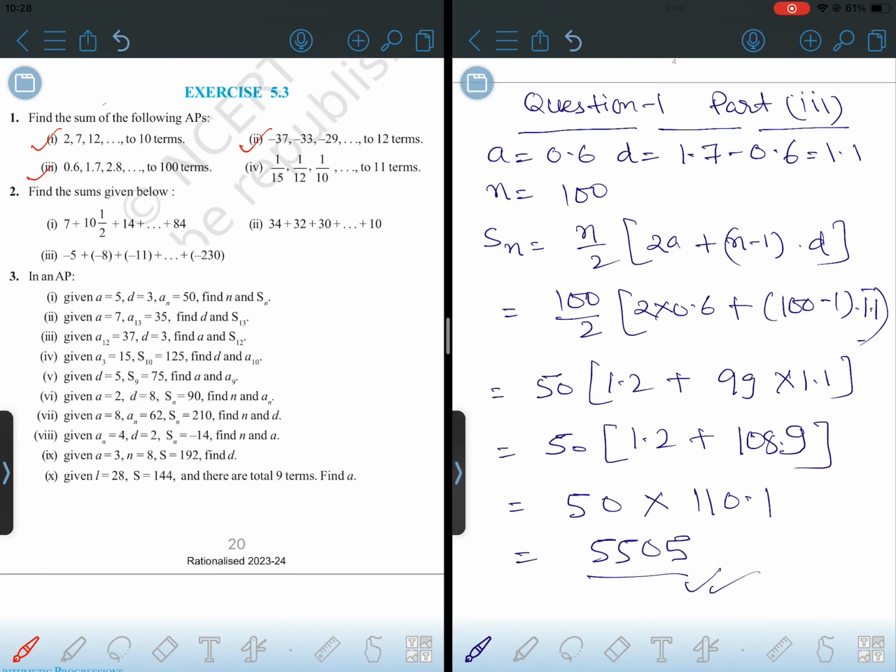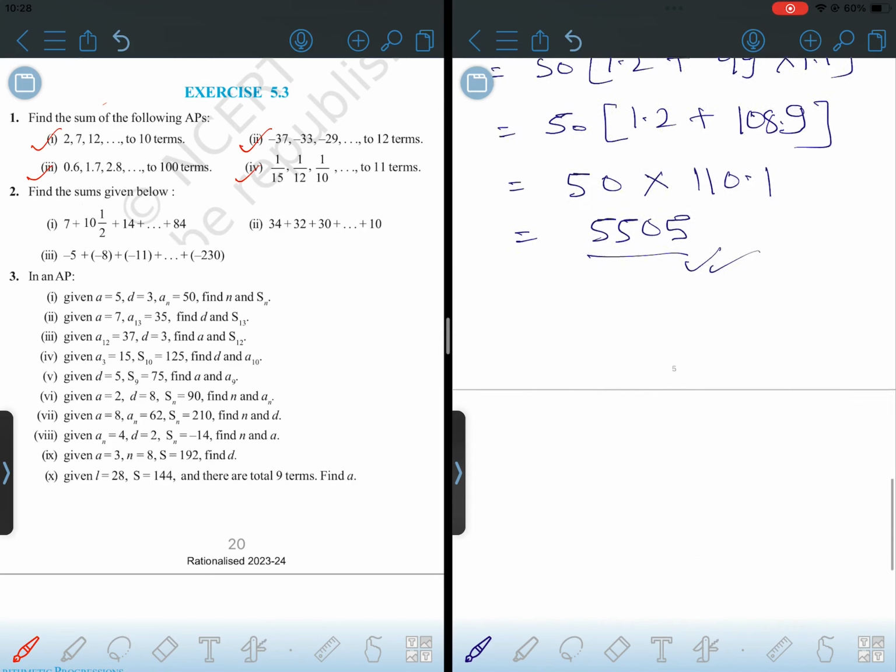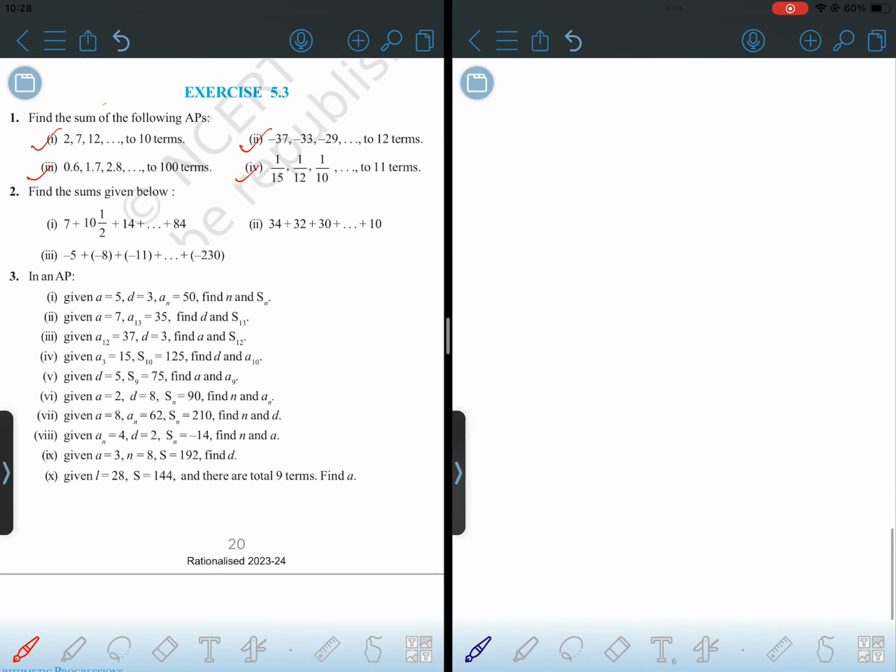I hope it is clear, right? So let's move towards the part fourth, the last part of this question, that is question number one.